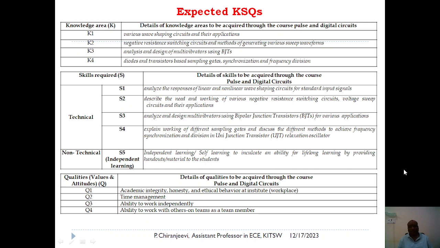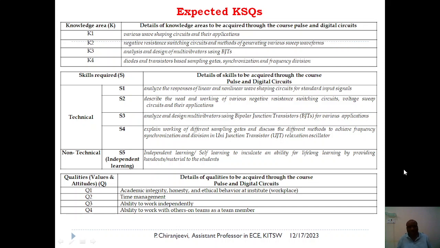And the expected KSQs from this course are, so the knowledge areas to be acquired by you while studying this course are four knowledge areas you need to focus on. The first one is various wave shaping circuits and their applications, and second one negative resistance switching circuits and methods of generating, and third one you should be able to analyze and design multivibrators using BJTs, and fourth one the sampling gates based on diodes and transistors and their synchronization and frequency division.